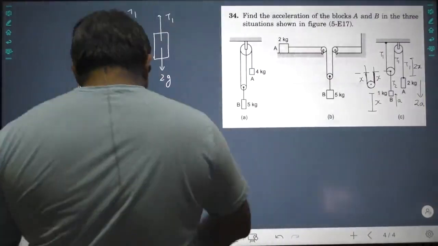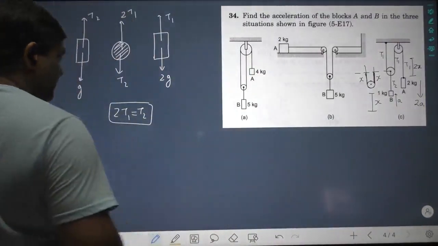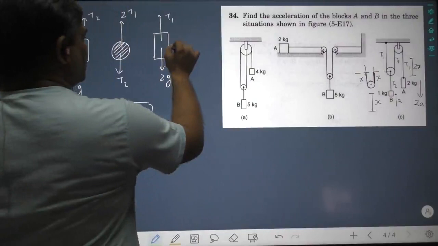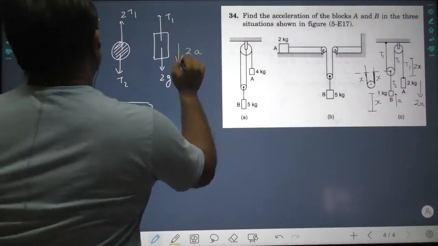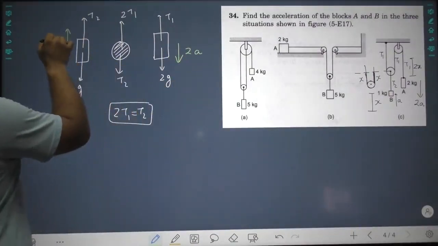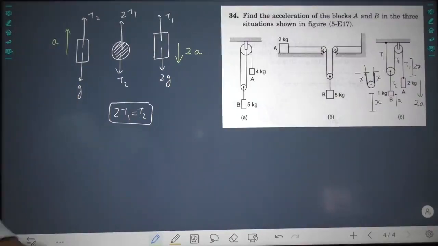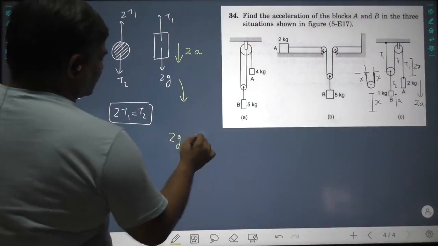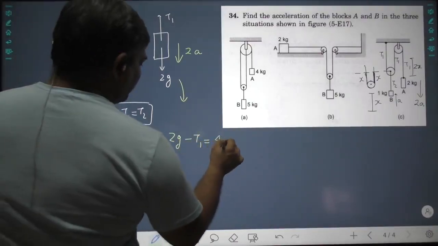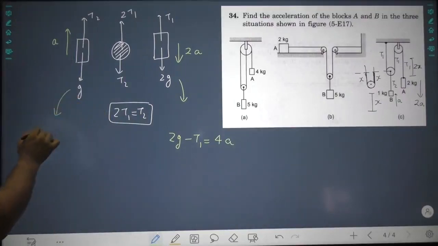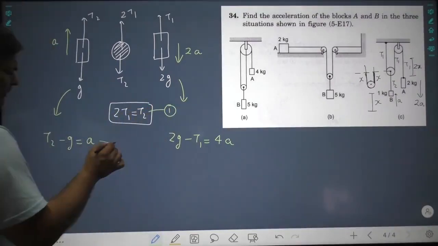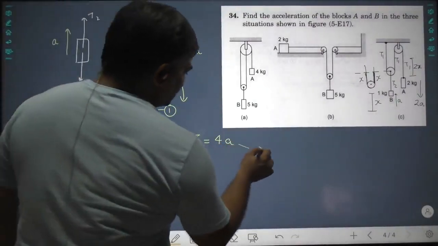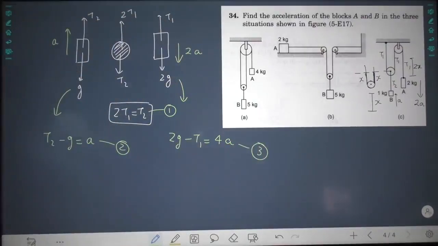Okay. So we have the relations. Now for 2g, it is 2a downwards, and for this it is a upwards. So writing down for this, 2g minus T1 is equal to 4a. Writing down for this one, T2 minus g is a. 3 equations, very simple linear equations, which you can very easily solve. Please copy down.